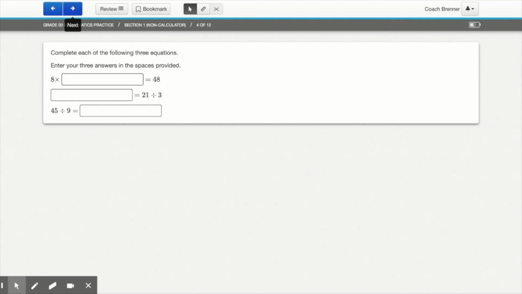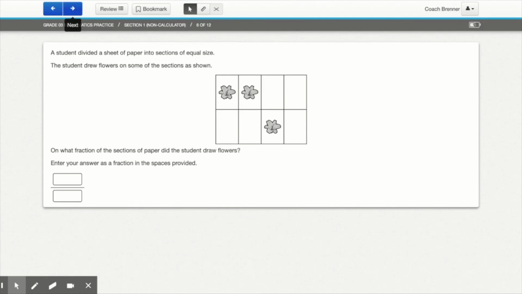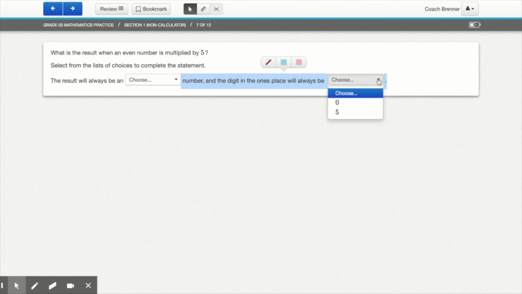And as you can see, these are all fill in the blanks here. We're not going to get into particular types of questions. Here's a multiple choice. Here's another one where they have to type in different fractions. Here's a drop down. So students have to know how to drop down here. They would have to choose their answers.